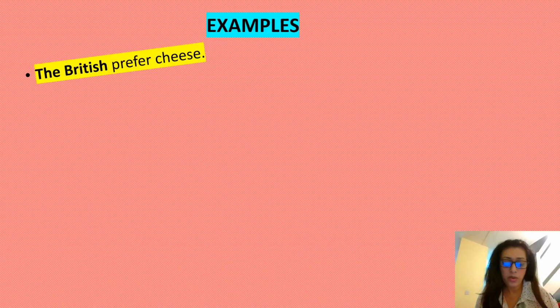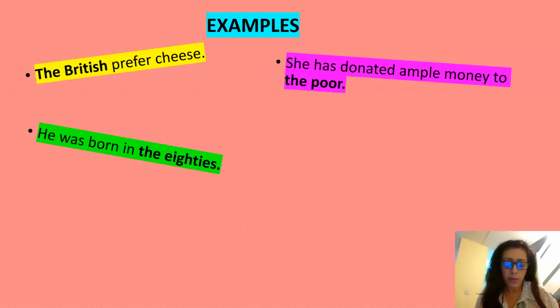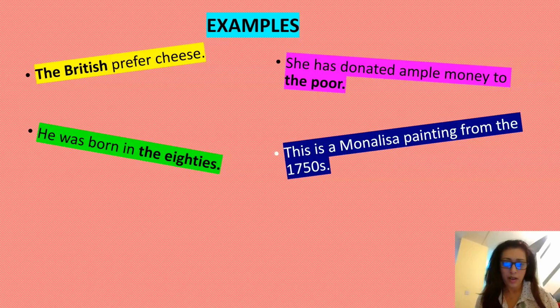So here we use the adjectives to refer to a whole group of people. That's why I use the with British. She has donated ample money to the poor. So using the again with the specific group of people. He was born in the 80s. And this is a Mona Lisa painting from the 1750s. So here I'm using the with decades.